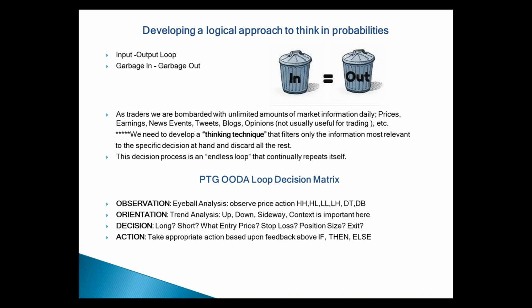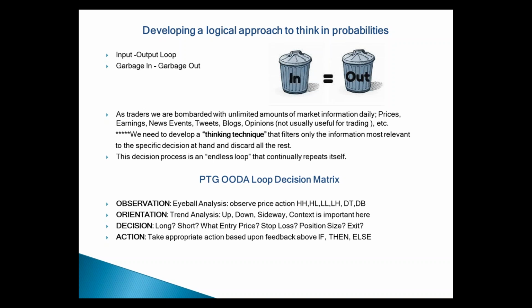And then the final part of this OODA loop process is simply where the rubber meets the road. It's taking that blackjack, win, lose, or draw. Do I hit on 17 or do I stand on 17? Do I hit on a soft 16, or do I stand on it, etc.? That's where we need to take the appropriate action, and it's going to be based upon a concept called if, then, else.